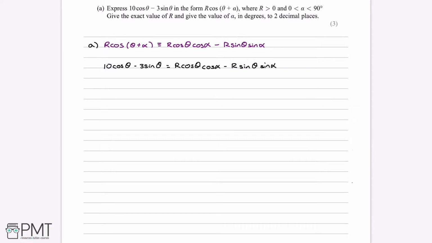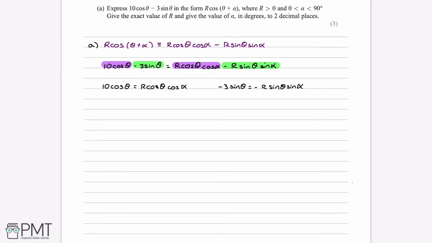What we can now do is compare the coefficients of sine theta and cos theta. We can see that on both sides we have a term with a cos theta in it, and similarly a term with a sine theta on both sides, and we can equate these. So for cos theta, 10 cos theta is equal to r cos theta cos alpha. We can do the exact same thing for sine theta, so minus 3 sine theta is equal to minus r sine theta sine alpha.